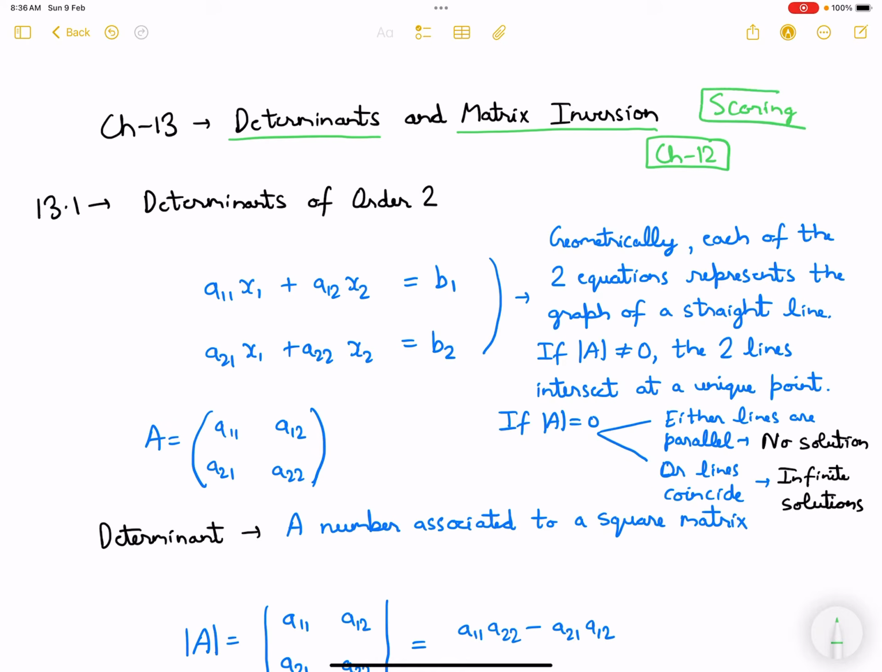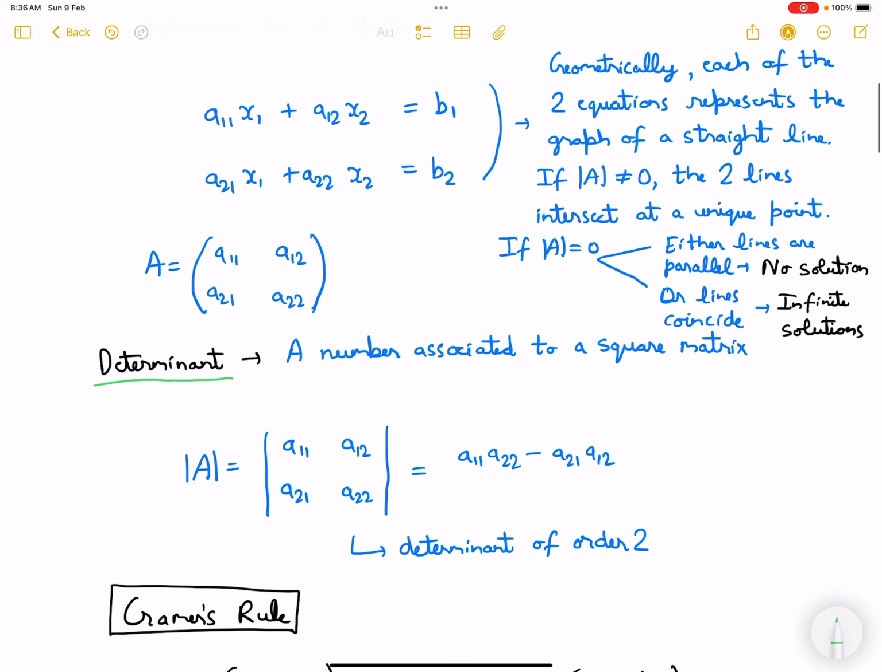Okay, so starting, basically what is a determinant? Determinant is a number which is associated to a square matrix. So you should know that it is associated to a square matrix. So the order should be n cross n. It should not be 3 cross 2 or 4 cross 2. So the order should be n cross n.